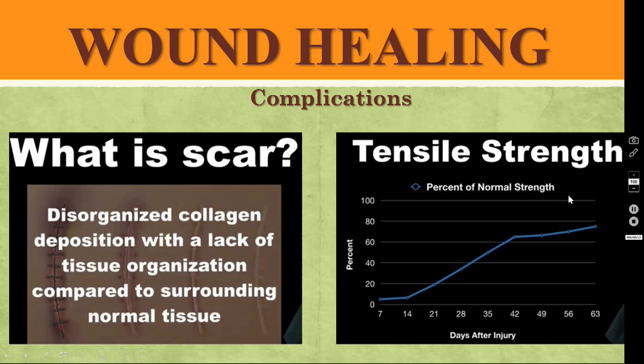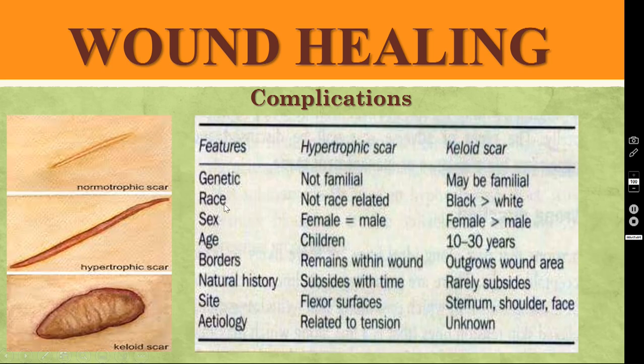This you must know. Even after days after, see how many days? 63 days after that, the patient is getting only 80% of the tensile strength of the wound. So this is the normal scar formation. And here you are seeing slightly thickened scar. This is known as hypertrophied scar.